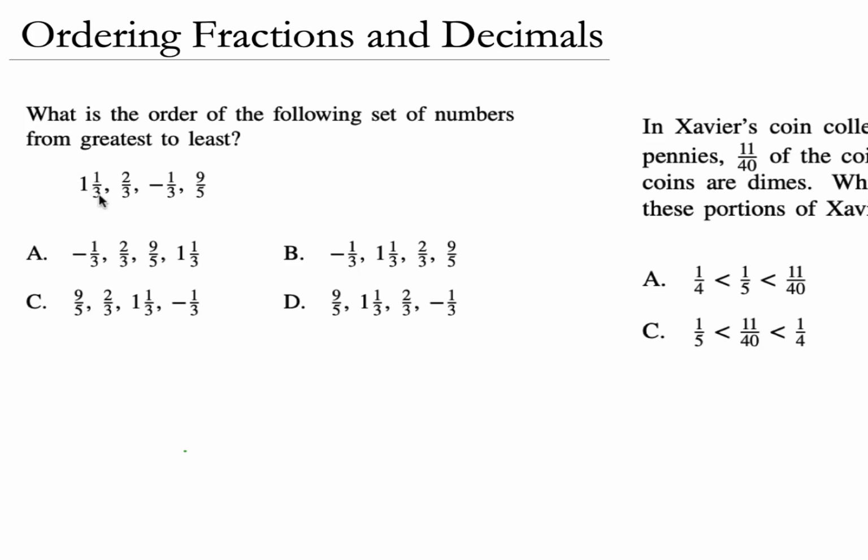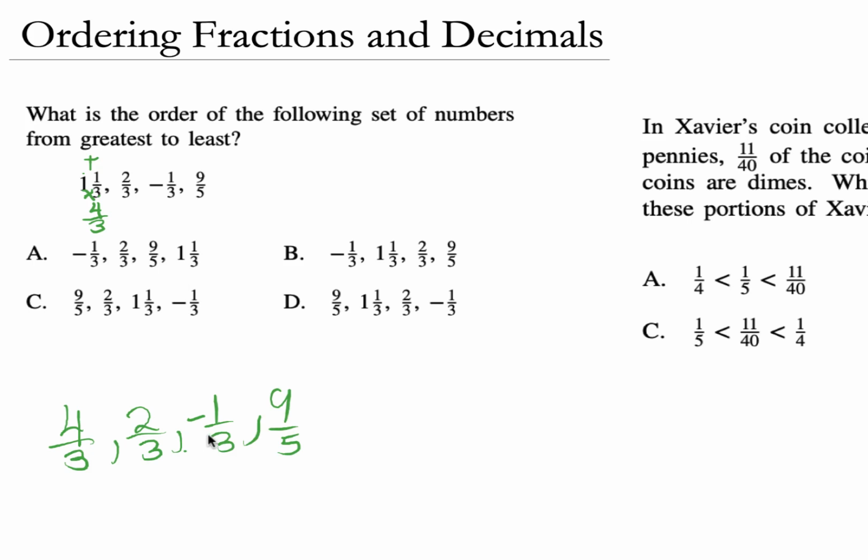I really don't like working with mixed numbers, so I'm going to change this to an improper fraction. So to change a mixed number to improper, the whole number multiplies the denominator and then you add the numerator. 1 times 3 is 3 plus 1, so this is actually 4 over 3. So I'm going to write this down here. So we have 4 over 3, we have 2/3, we have -1 over 3, and we have 9 over 5.